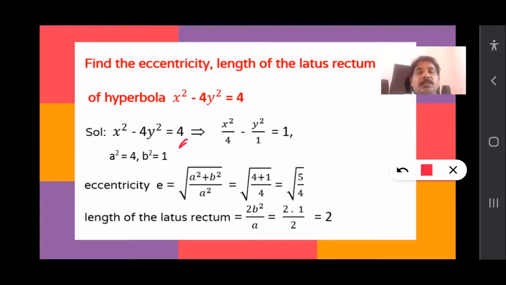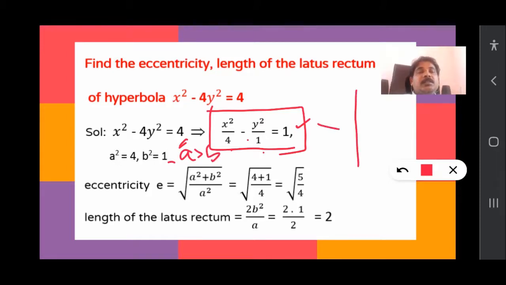Therefore, x square by 4 minus y square by 1 is equal to 1. This is the equation of the hyperbola. Here a square is equal to 4, b square is equal to 1. Therefore, a is greater than b. This is the hyperbola.